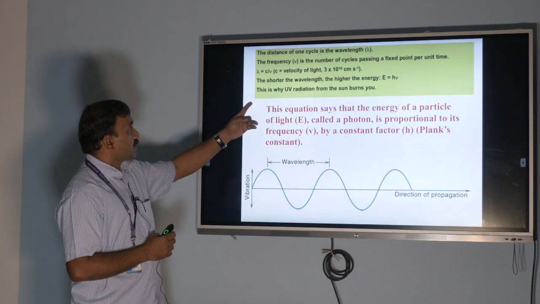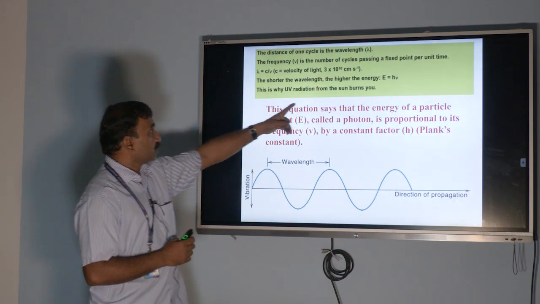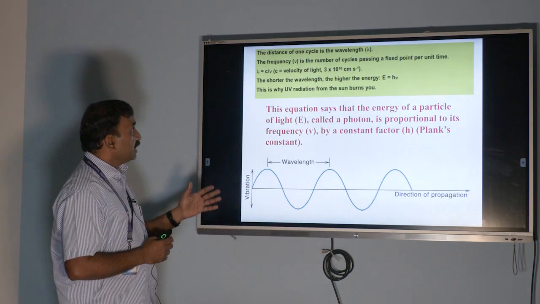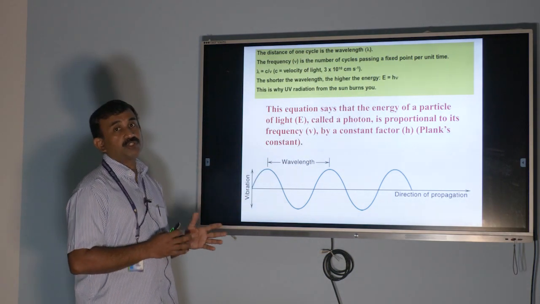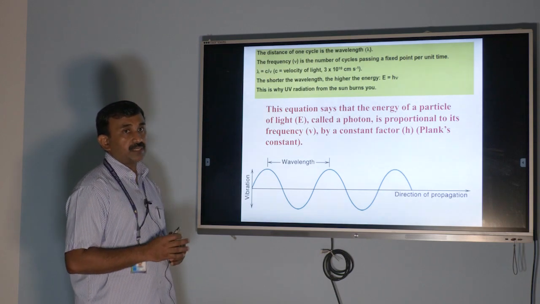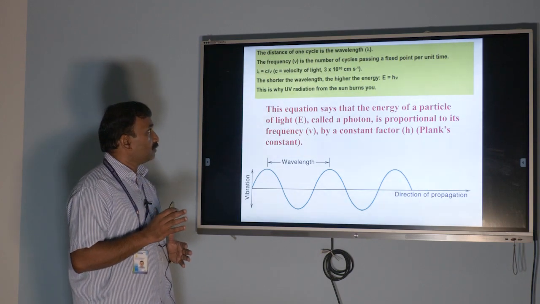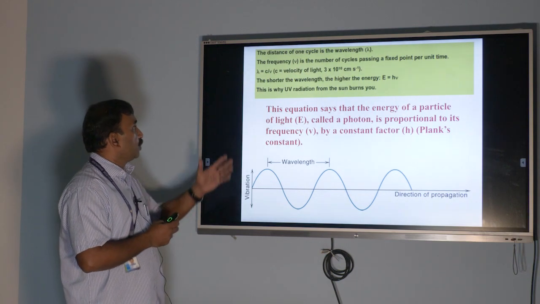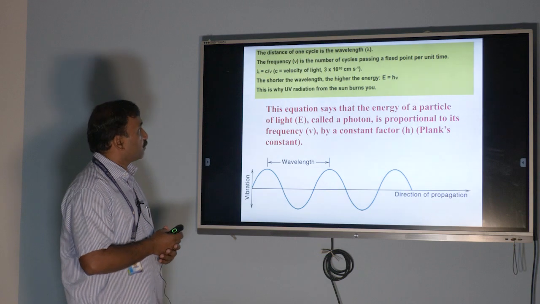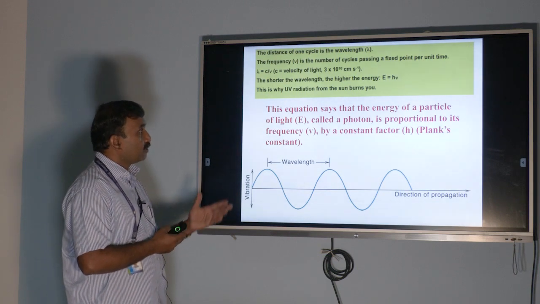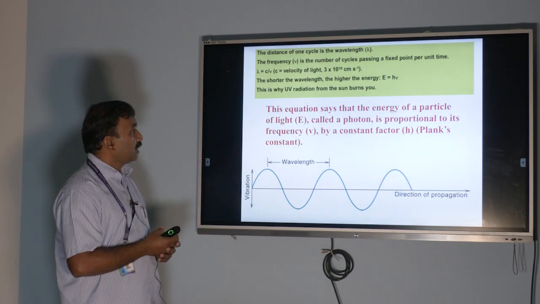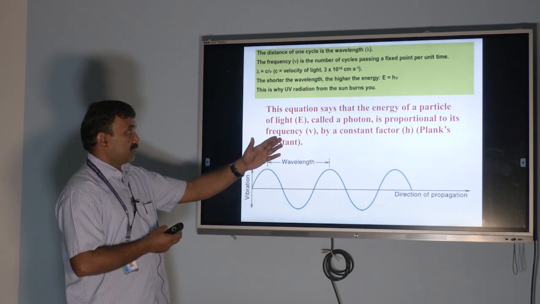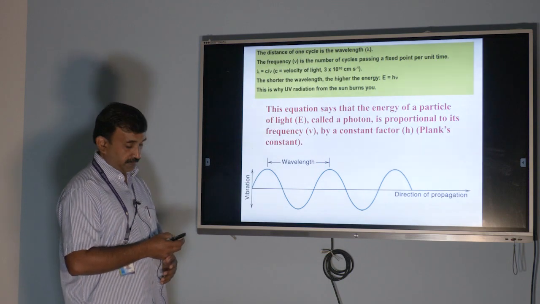So, a shorter wavelength has higher energy, according to the equation E is equal to h nu. This is why UV radiation from the sun burns you, and visible light does not produce any burns. This equation says that the energy of a particle of light, E, called a photon, is proportional to its frequency, nu, by a constant factor h. h is called Planck's constant.